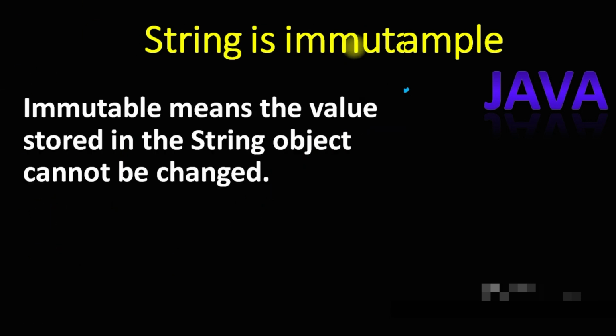Now why? Because string is immutable. Now what exactly is immutable? Immutable means the value stored in a string object cannot be changed, and that's why string is called immutable. Let's check this with some example in Eclipse so that you can understand better.